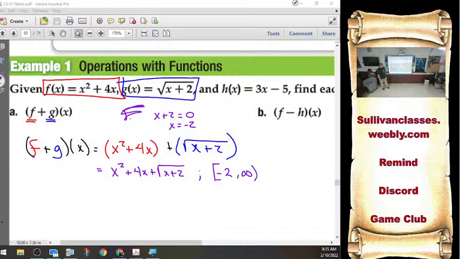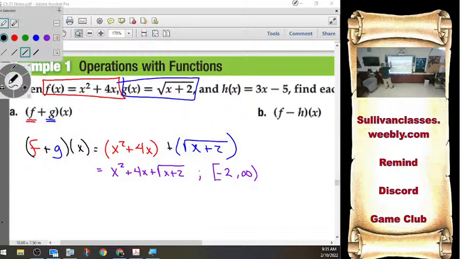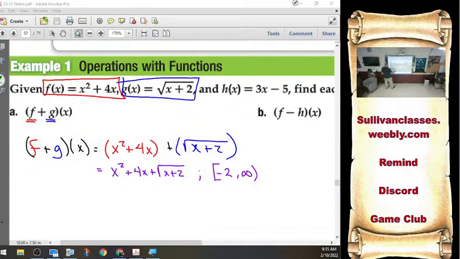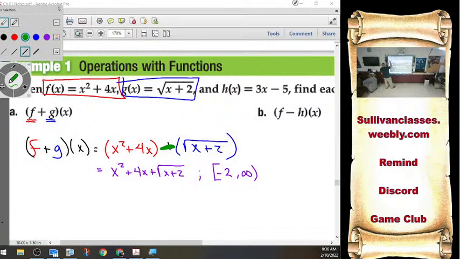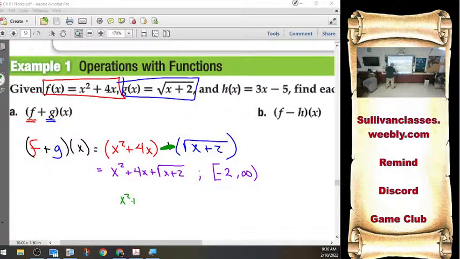Okay? If I swap that over to minus, I literally just switch it to minus, and I'll have x squared plus 4x minus square root of x plus 2, and it will also be -2 to infinity. Okay? I don't foresee a problem with those.